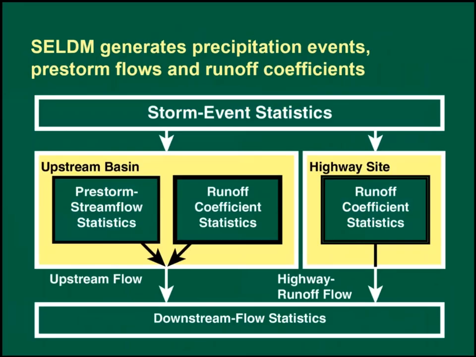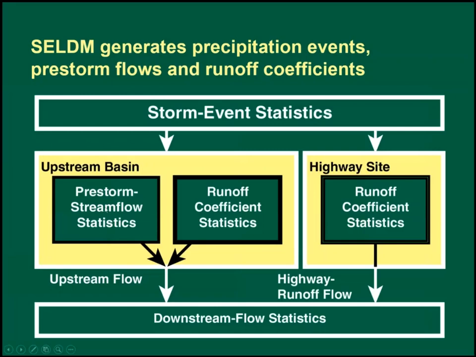Here's a schematic diagram that shows the hydrology of SELDM. The rectangle at the top is the storm event statistics. We're randomly generating all these storms, and the same storm is applied to the upstream basin and the highway site. Based on the imperviousness of each site, we generate runoff coefficient statistics for each event. The statistics are based on data from about 70 highway sites and I think 136 non-highway sites nationwide.